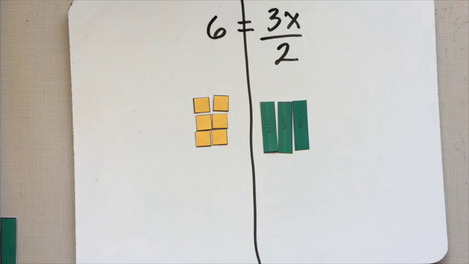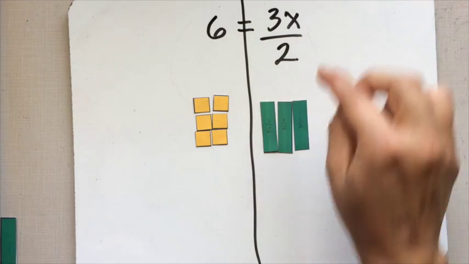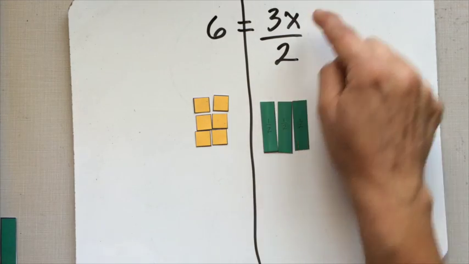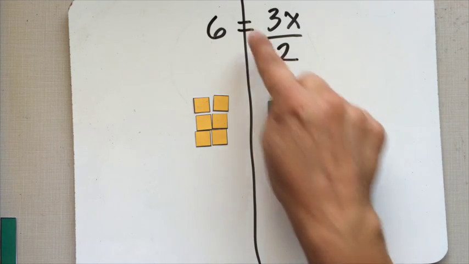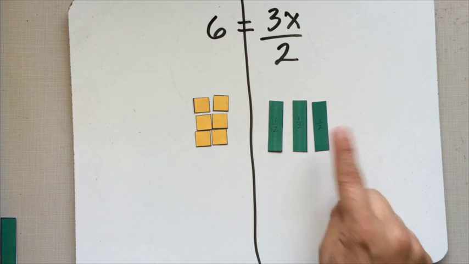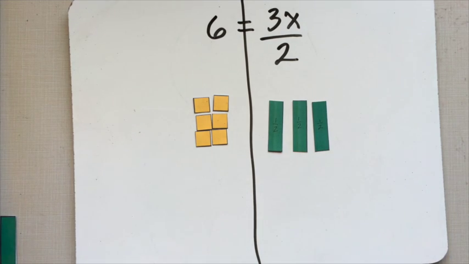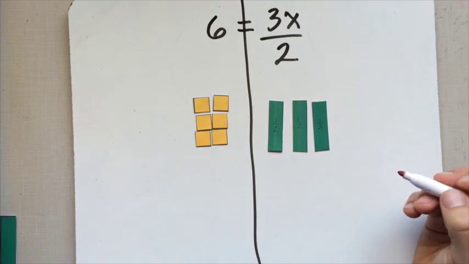All right, you got 6 positive 1s. You've got x divided by 2, so the size is going to be half of an x. And we've got 3 of them. 1, 2, 3 halves of an x. I want 1 whole x over here. Let's get rid of the 2 in the denominator first.